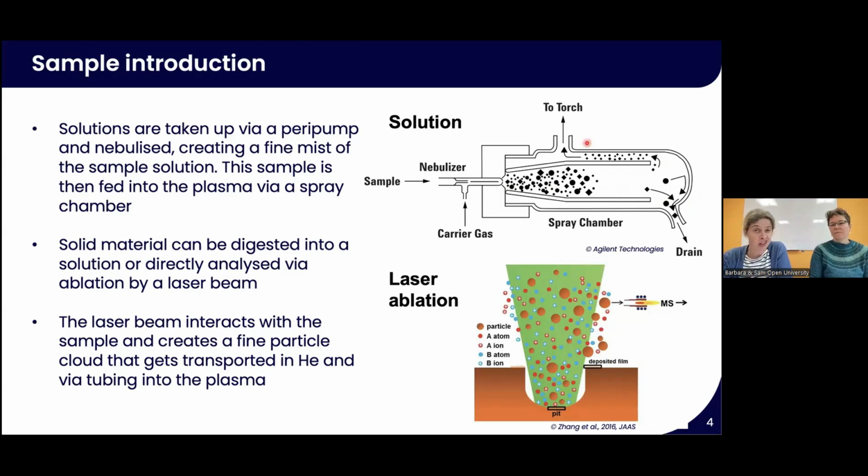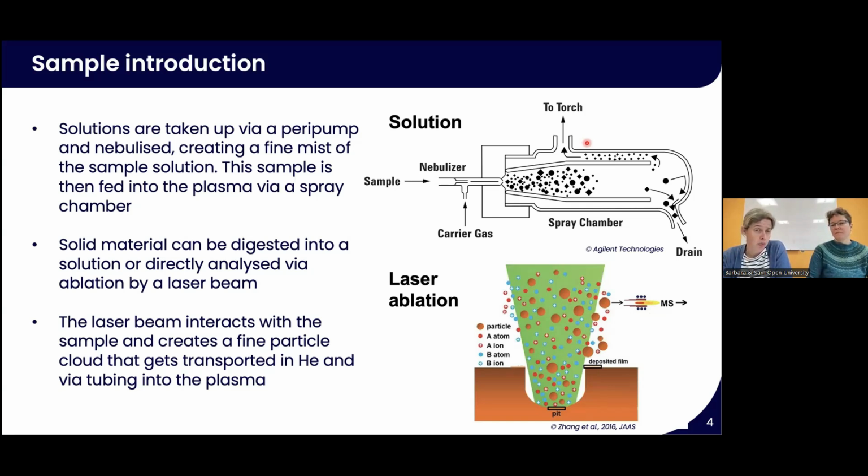The spray chamber can be horizontal or vertical in its orientation. It really depends on the flavor of ICP that you have, but the principles are very similar. And sometimes spray chambers can be cooled. The spray chamber that we have on our quadrupole ICP-MS is a cooled spray chamber, which just means that we get more effective condensation of the droplets that form, which means we get a narrower range in size distribution of those droplets that make it through into the plasma.